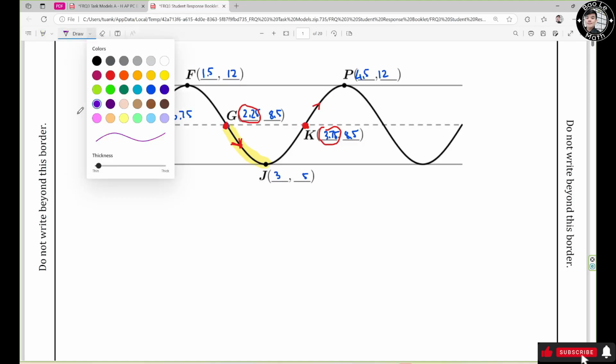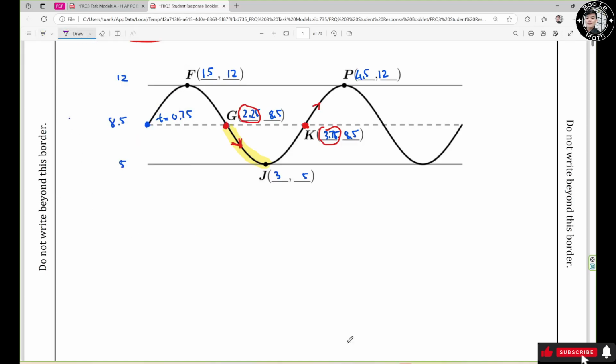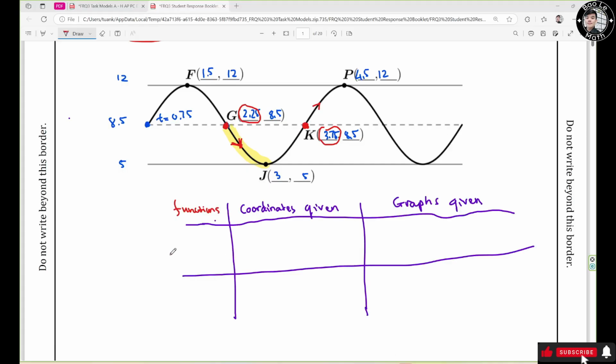Now, in order to know if the function is positive or negative, if the function is positive and you are given the coordinate point, the y values of the coordinate must be greater than 0, right? If you are given the graph, it must be above the x-axis. Now, if the function is negative, the y coordinate should be less than 0. The graph should be below the axis, right?